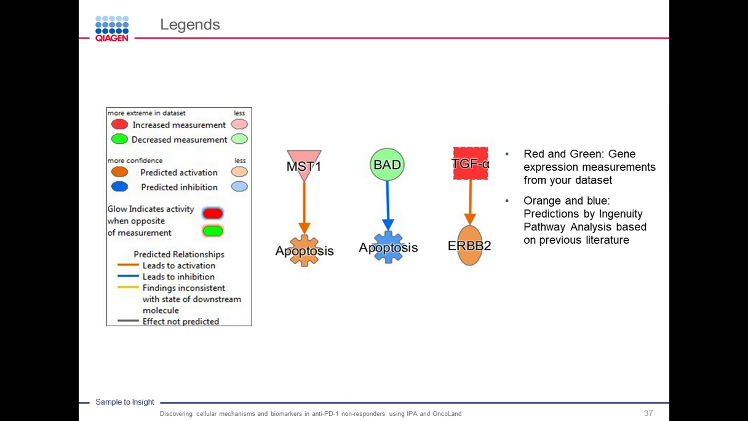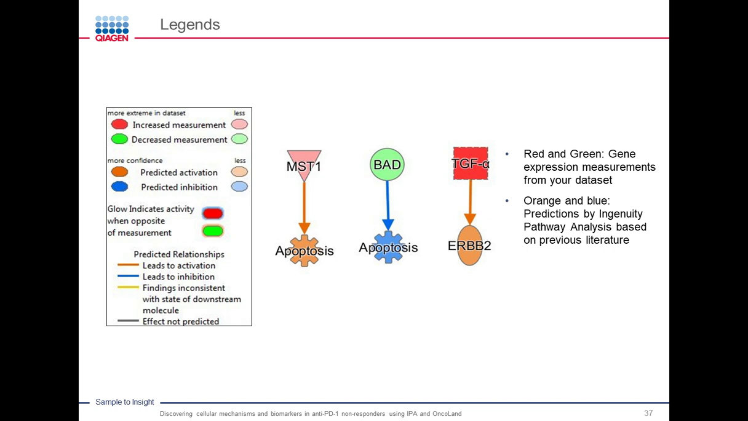So upregulation of MST1 is leading to increased apoptosis. IPA is making this prediction based on the information that is curated from previous literature. Similarly, BAD is colored green. So downregulation of BAD seems to be leading to decreased apoptosis. So again, BAD is downregulated in your data set, and IPA is predicting, according to previous literature, it will lead to reduced apoptosis.